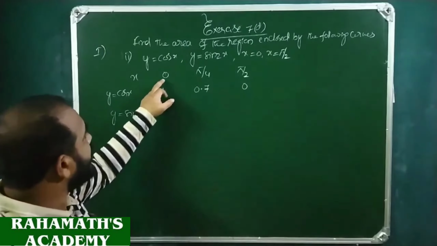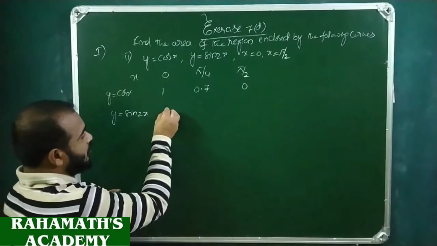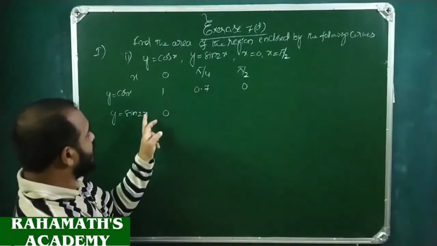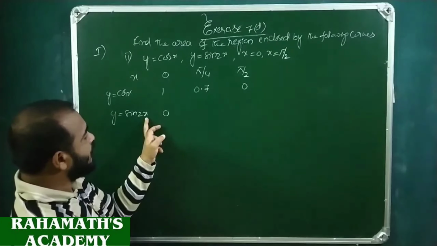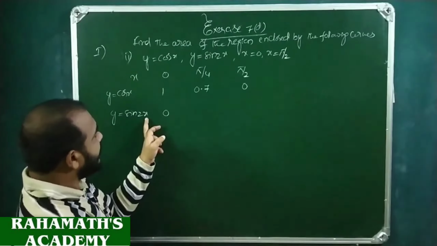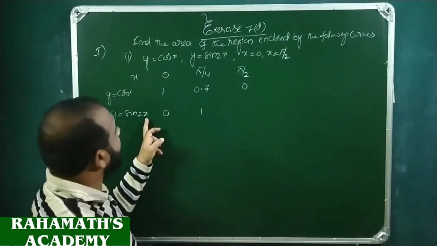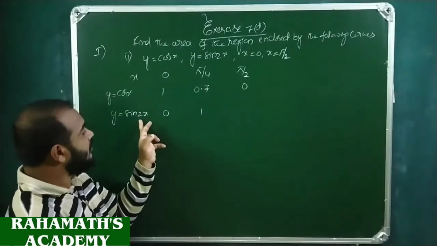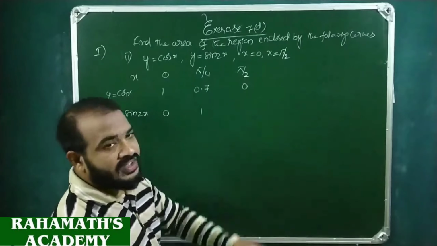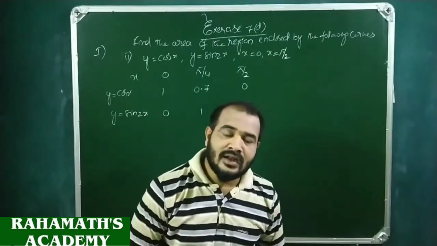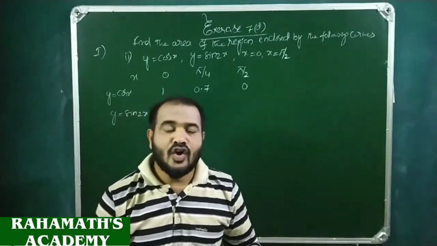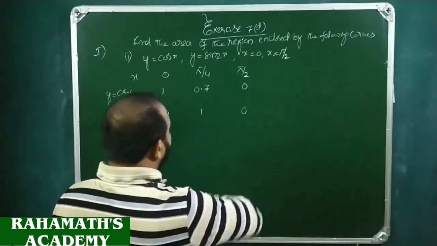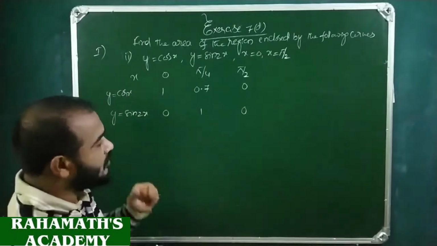Here sin 2 into 0 is 0, sin 0 is 0. Sin 2 into pi by 4: 2 into pi by 4 is pi by 2, and sin 90 value is 1. And sin 2 into pi by 2, the 2 gets cancelled, sin pi, sin 180 is sin 90 plus 90, cos 90 value is 0. Therefore, we get the behaviors of these two curves.